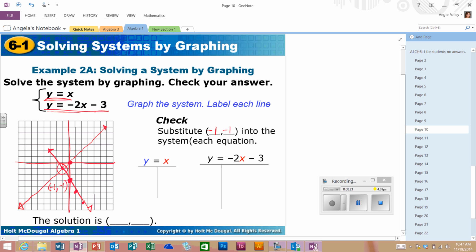Now I'm going to check by plugging them into the equations. So if I plug -1 into y and -1 into x, that works. Now I'm going to plug it into the second equation. -1 = -2 times -1 minus 3. And I get -1 on this side. So that is the solution because it's where they intersect. And again, I checked by plugging them into both equations. So that is all.